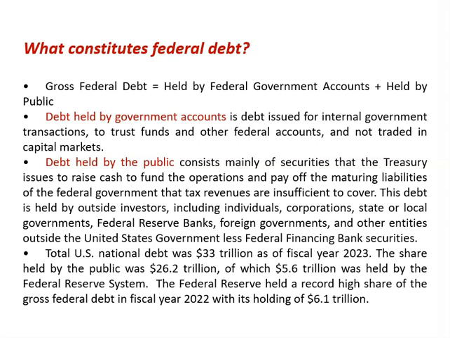This debt is held by outside investors, including individuals, corporations, state or local governments, Federal Reserve banks, foreign governments, and other entities outside the United States government, less federal financing bank securities. Total U.S. national debt was $33 trillion as of fiscal year 2023. The share held by the public was $26.2 trillion, of which $5.6 trillion was held by the Federal Reserve System. The Federal Reserve held a record high share of the gross federal debt in fiscal year 2022 with its holding of $6.1 trillion.